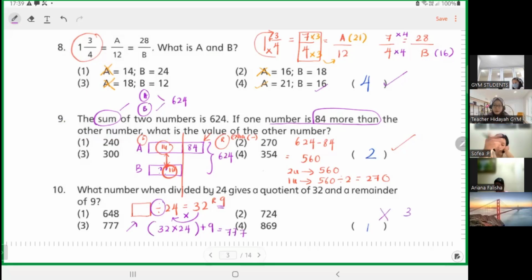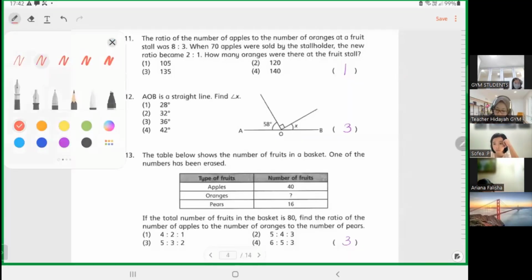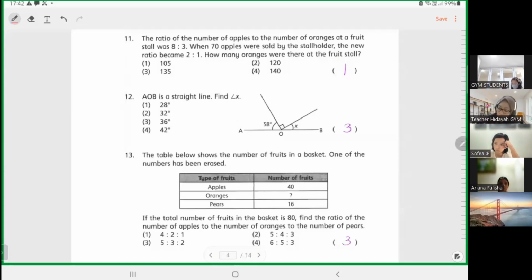All right, so we have this question. The ratio of the number of apples to the number of oranges at a fruit stall was 8:3. So we can write down the ratio. Apples is to oranges, right? Then we write down 8:3. Then 70 apples were sold. This is my before. I'm going to box it up. I like to box things up.